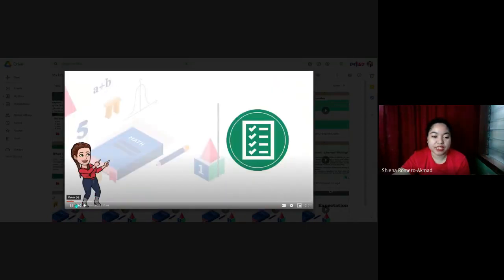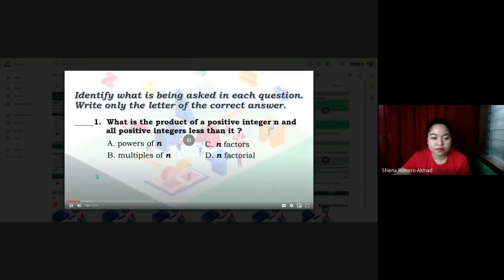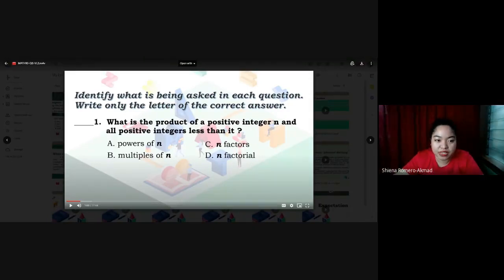Now, let us start, of course, with the pretest. For the pretest: what is the product of a positive integer N and all positive integers less than N? Is it A, B, C, or D?